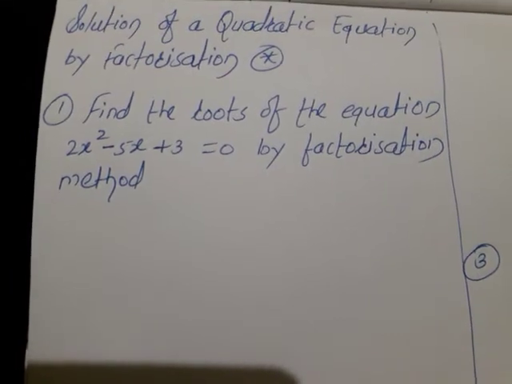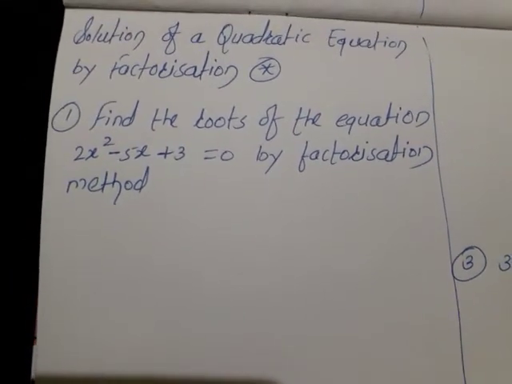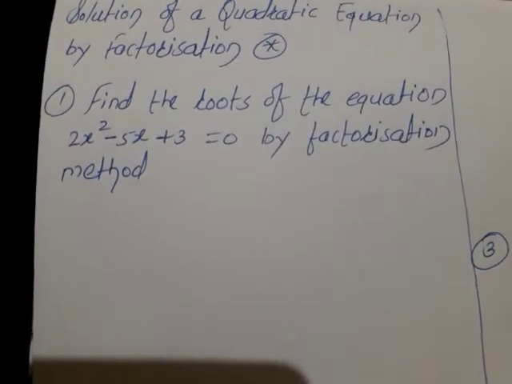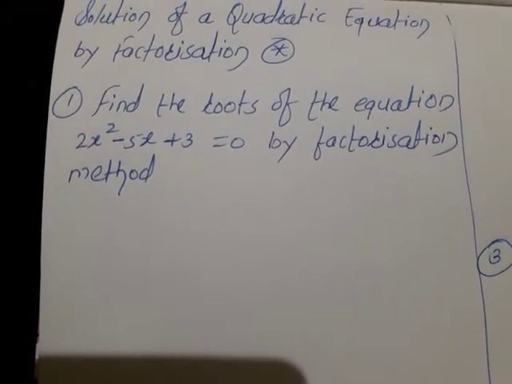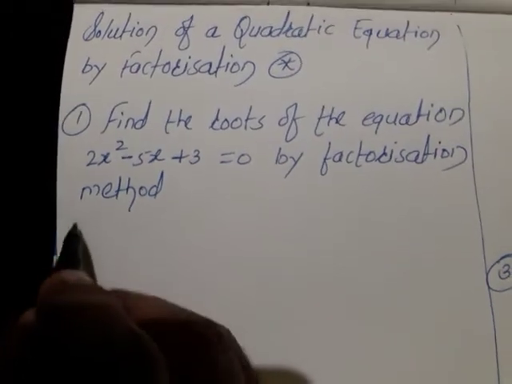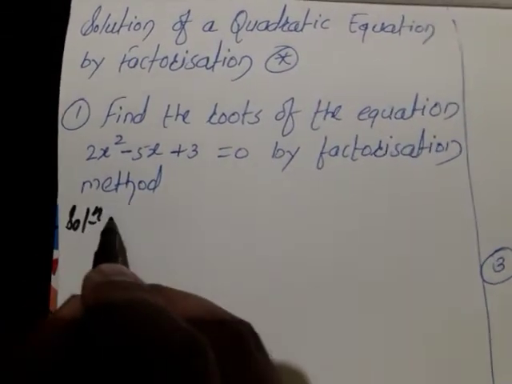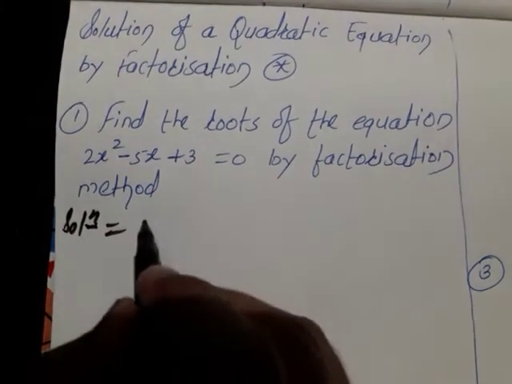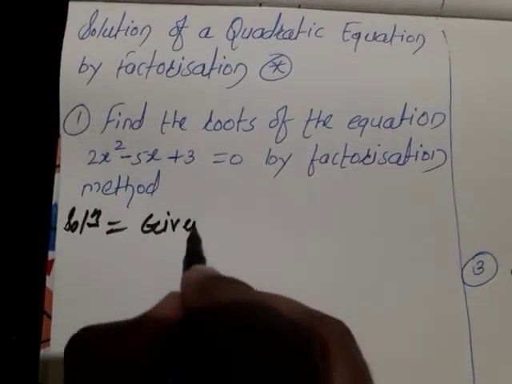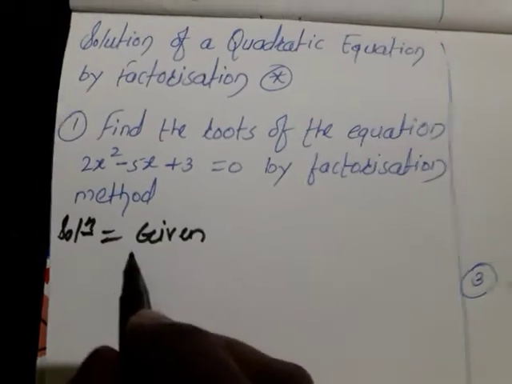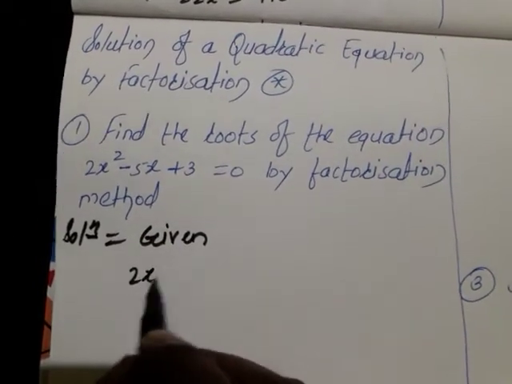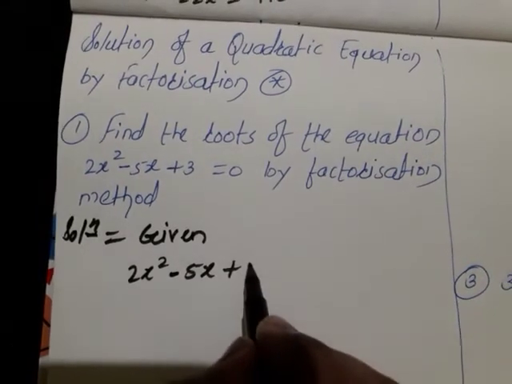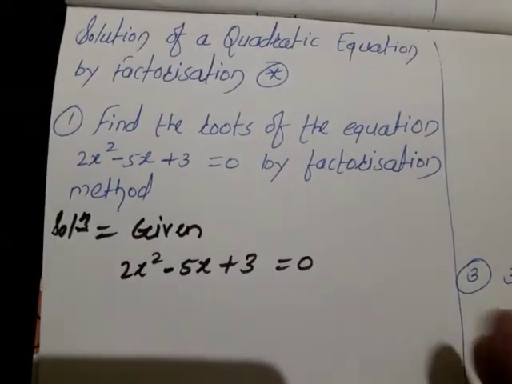We have to follow the same factorization method to find the roots of the given quadratic equation, and that I am going to explain over here. Listen carefully and try to understand. It's very simple. Solution: in this, first of all I will write the given. You see one quadratic equation is given: 2x square minus 5x plus 3 is equal to 0.